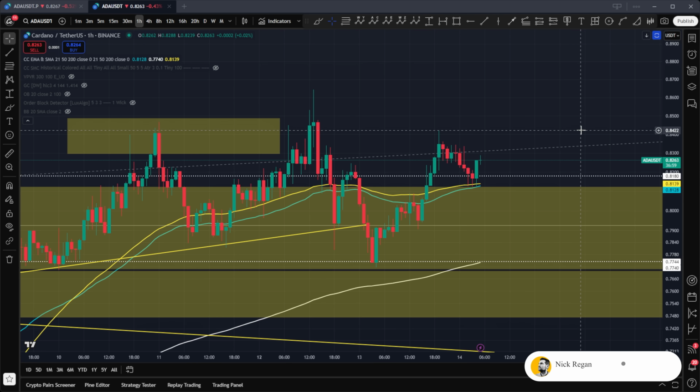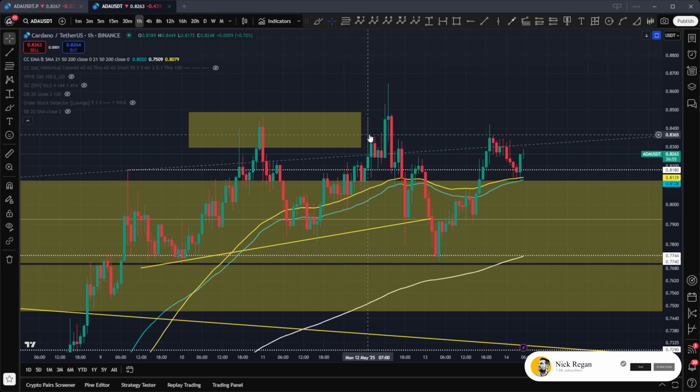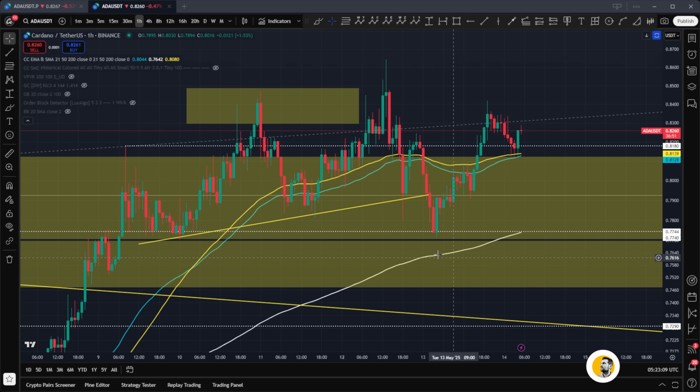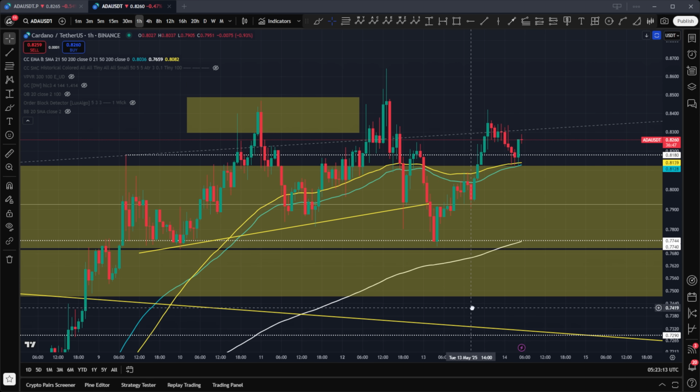Cardano's price action has seen its fair share of additional volatility since the last technical analysis video that I put out on the channel. We initially were looking for a move down towards the 200 exponential moving average. That is the white line coming through the chart here. But we were not expecting us to breach higher than the previous swing high beforehand.